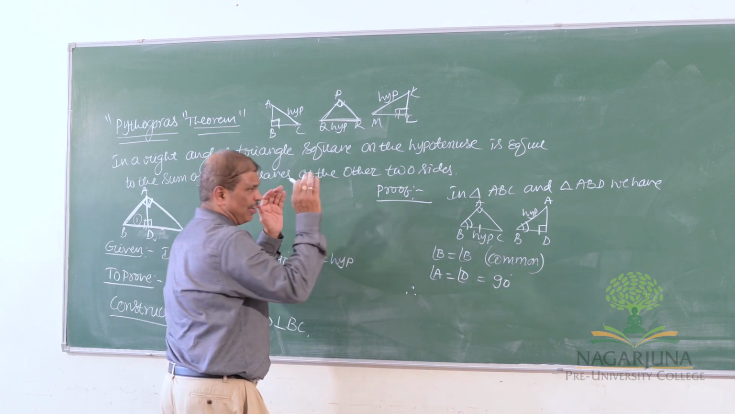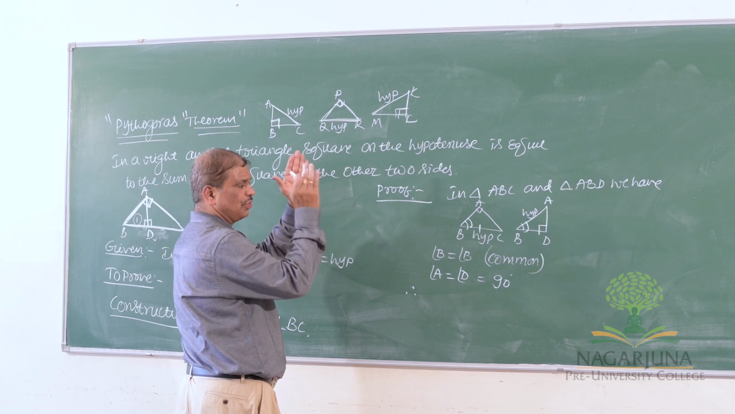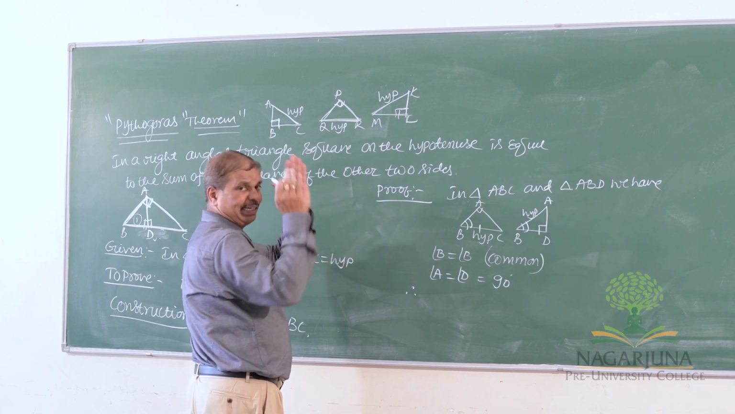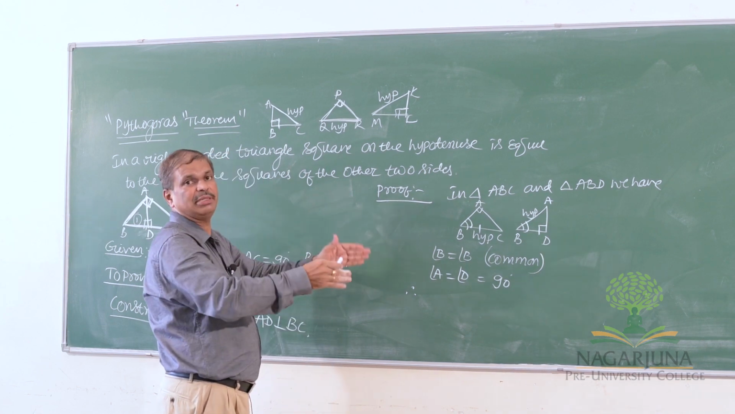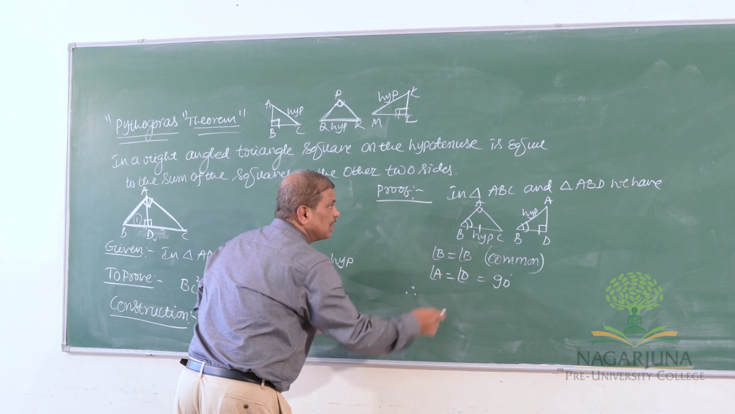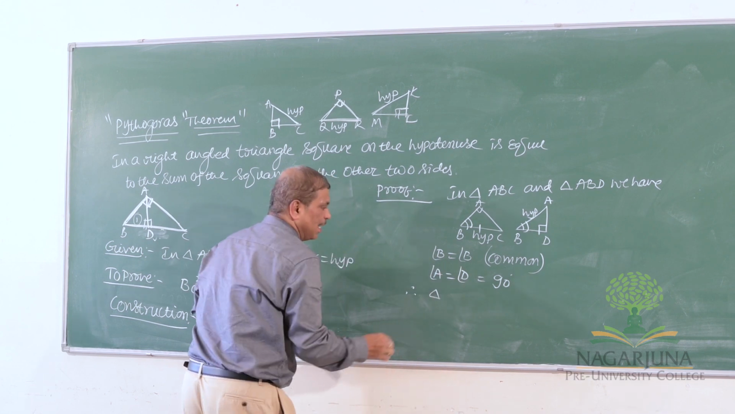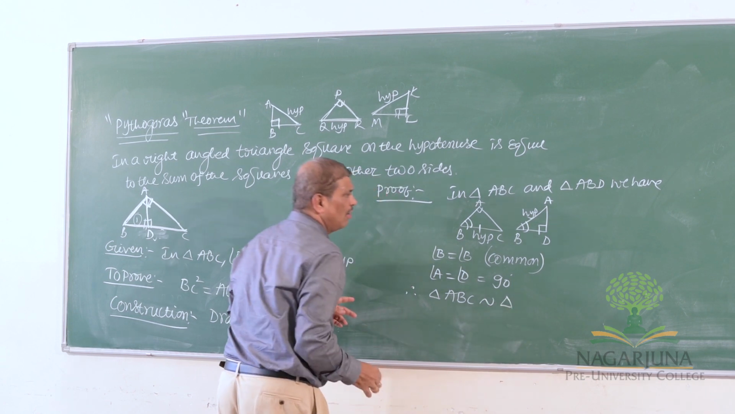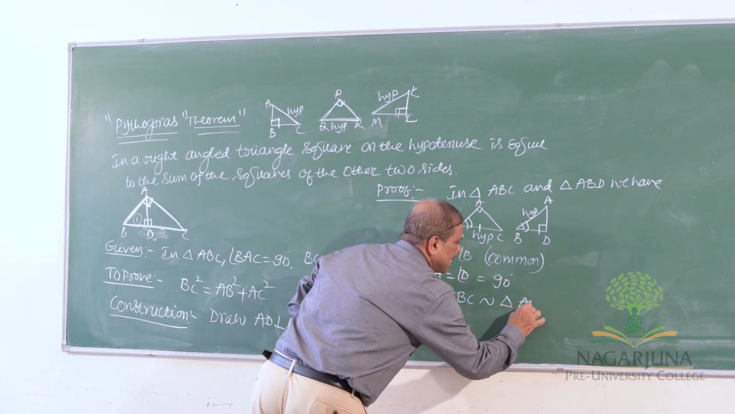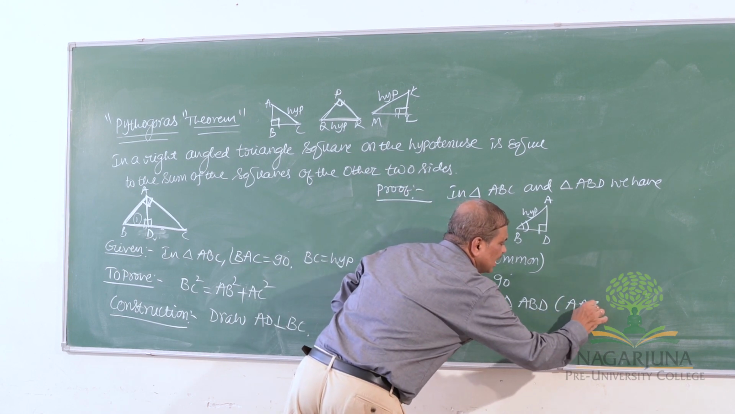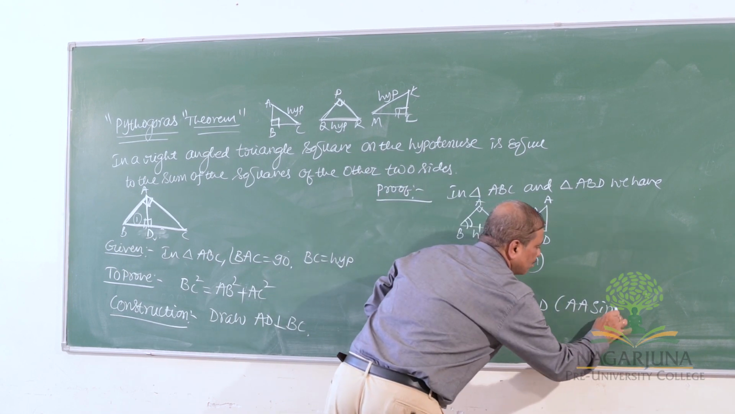Therefore, see, after identifying two angles are equal, the triangles are equiangular, then they are similar, and their corresponding sides are proportional. Okay, now you see here, therefore triangle ABC is similar to triangle ABD. Reason is AA similarity criteria.